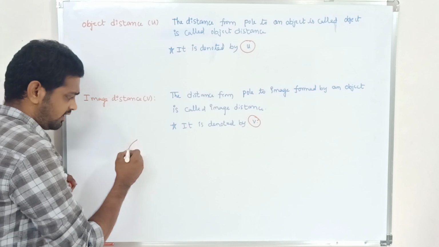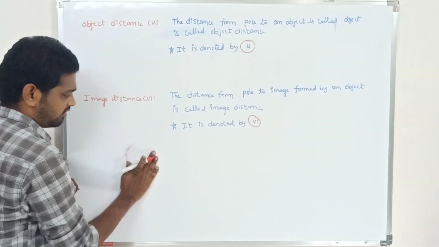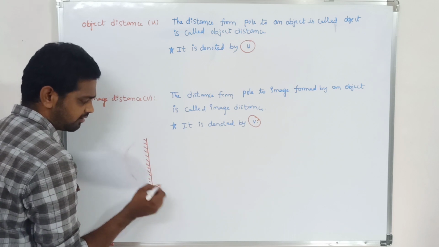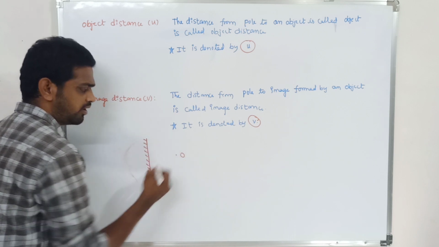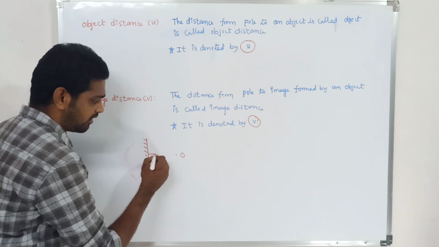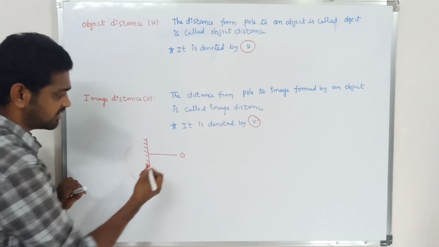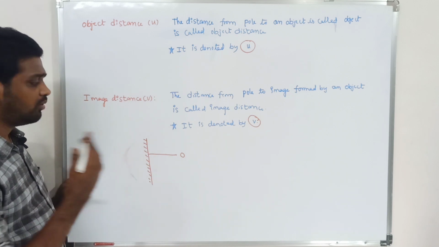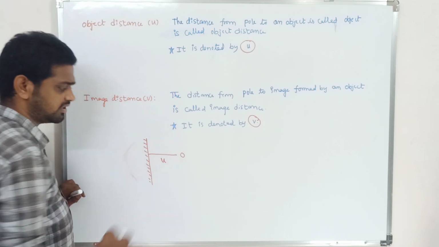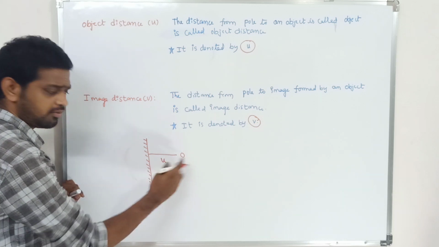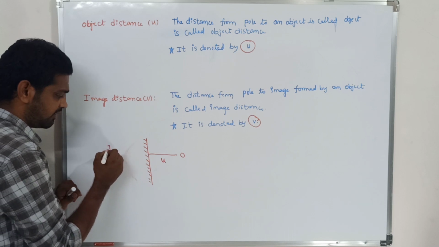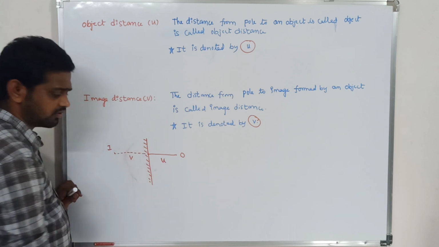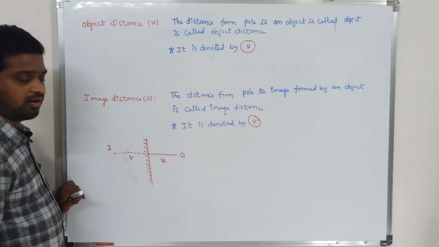Suppose instead of taking a concave mirror, I am going to take a plane mirror. Let us consider I had taken a pointed object. The distance from the mirror to the object in case of the plane mirror, and if I had taken a spherical mirror, you should take the distance from pole to object. Clear? This is called object distance. We know the image is formed inside the mirror in case of the plane mirror. That is I. So the distance from the mirror to the image formed by the object is called image distance.